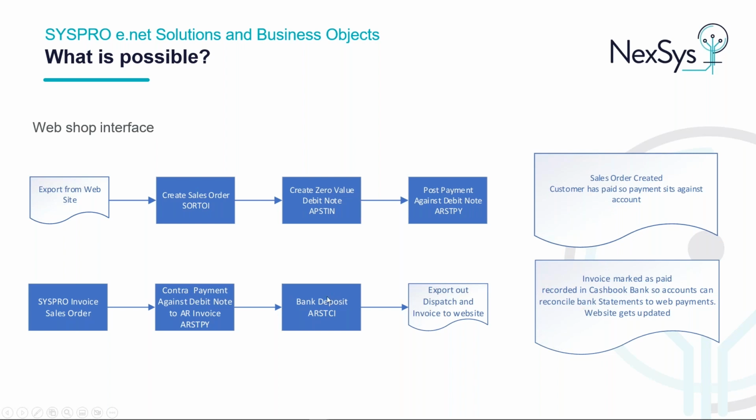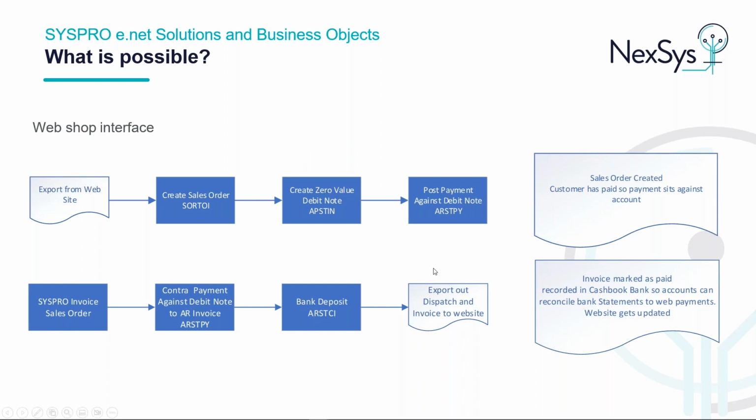And then we can also do another business object that performs the cash book bank deposit. So actually all those funds appear in our bank so that when you get the statement from whoever, the web shop, Sage Pay or whoever, you can reconcile it direct to the bank and just tick off, yeah, we've got all of those payments, they all match.